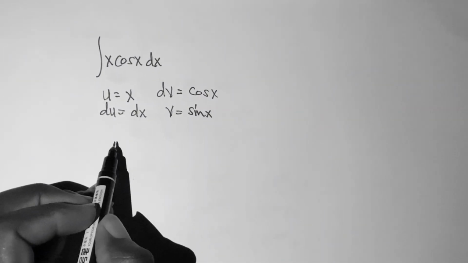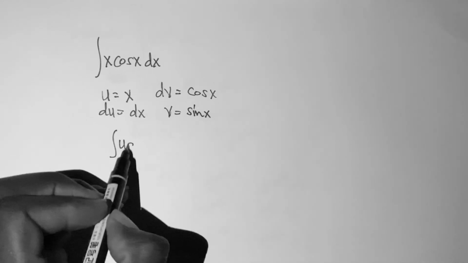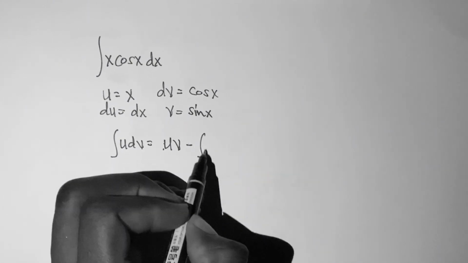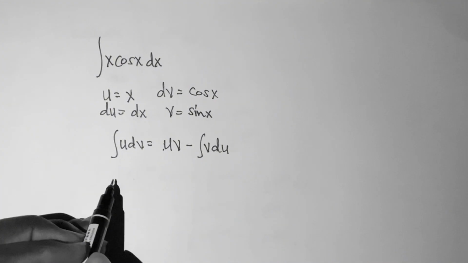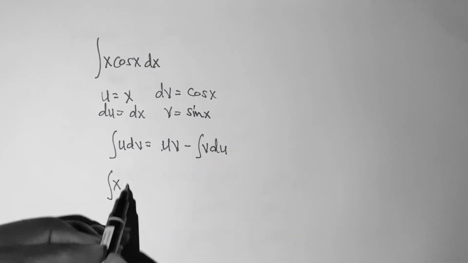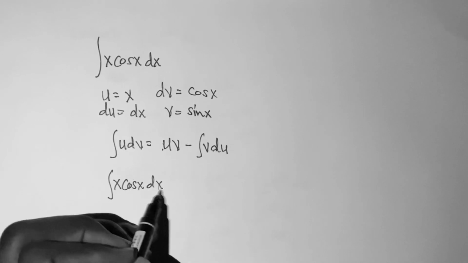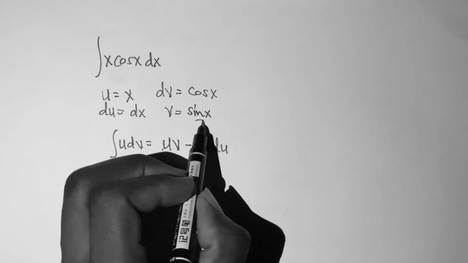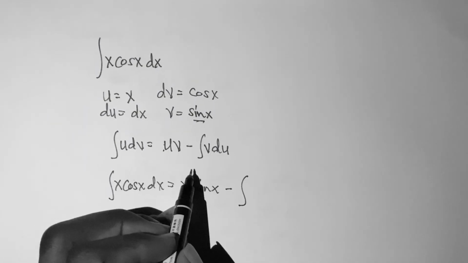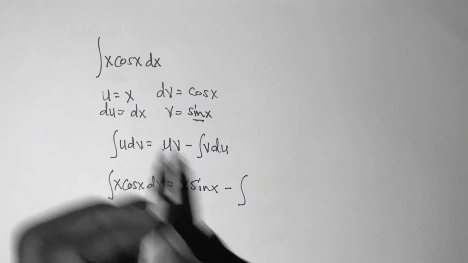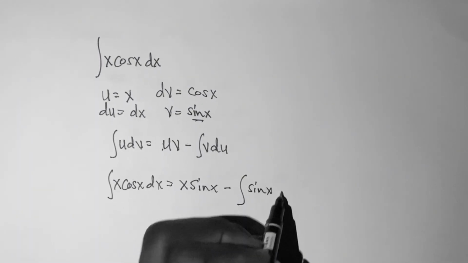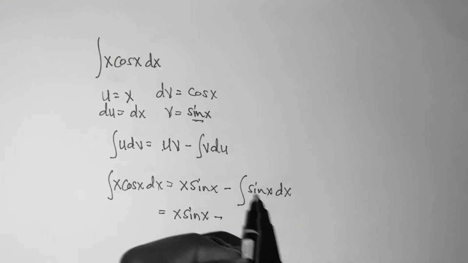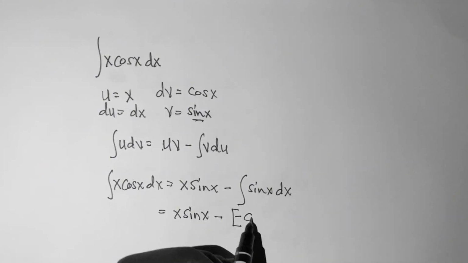And then the formula says that integral of u dv is equal to uv minus integral of v du. So integral of x cos x dx is equal to u is x, and v is sine x. This is v. Then minus integral of v, which is sine x. Then the du is what? dx. So integral of sine x dx. So this is equal to x sine x. Then minus, if you integrate sine x, you will get minus cos x.